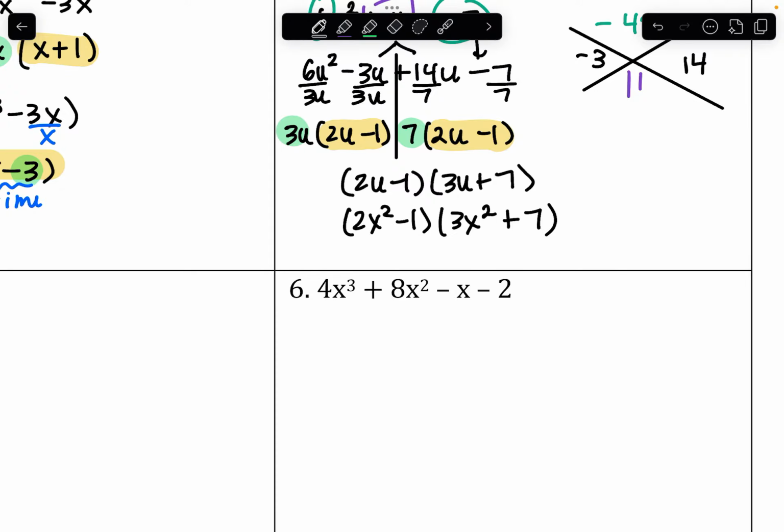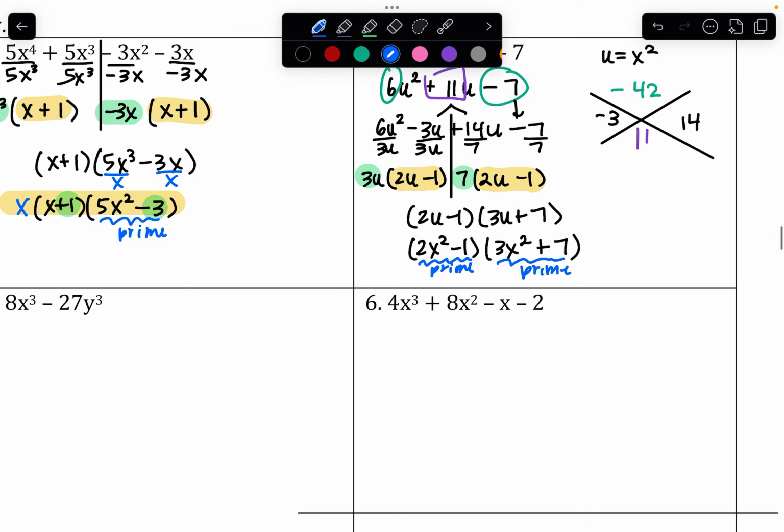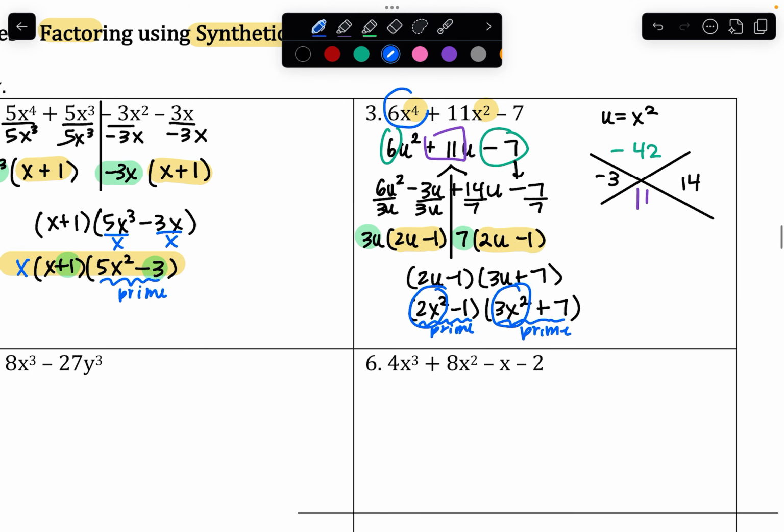And double check, make sure we have prime, so that's a prime quadratic. We don't have a difference of squares. Okay, and then also checking the first terms. 2x squared times 3x squared is 6x to the 4th. Negative 1 times 7 is negative 7. So just quickly checking, make sure it's reasonable. Make sure you didn't forget any GCFs.